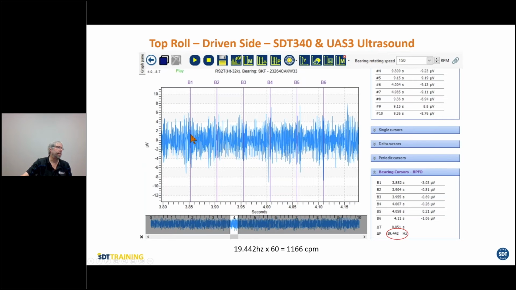Again, in the ultrasound signal, you can see the impacting. Boom, boom, boom, boom. Clearly seen in ultrasound. Of course, I have to zoom in to see it, and so on and so forth. Then again, it's 150 RPM.